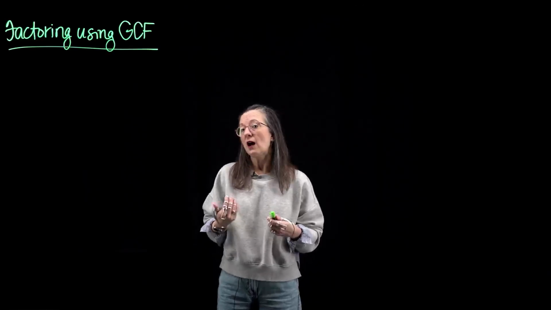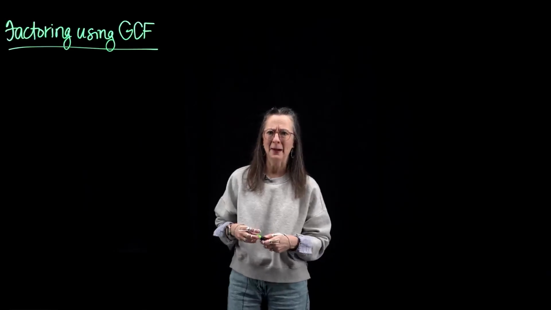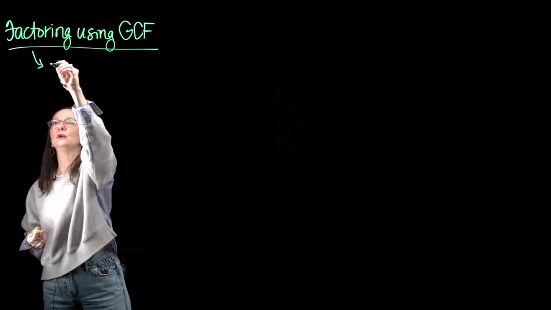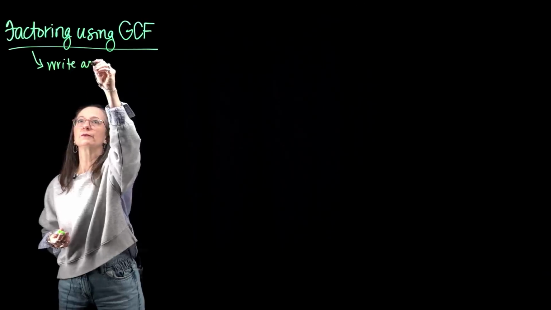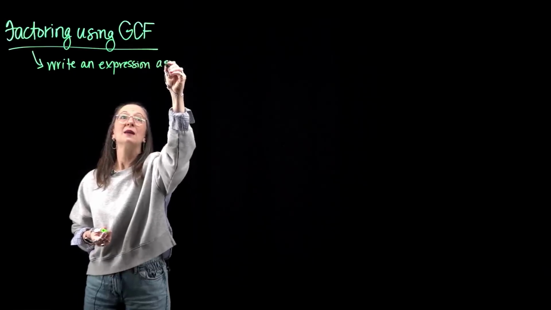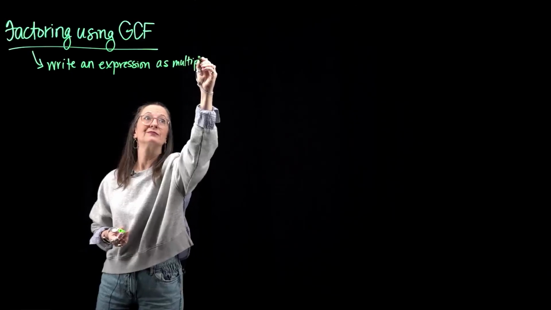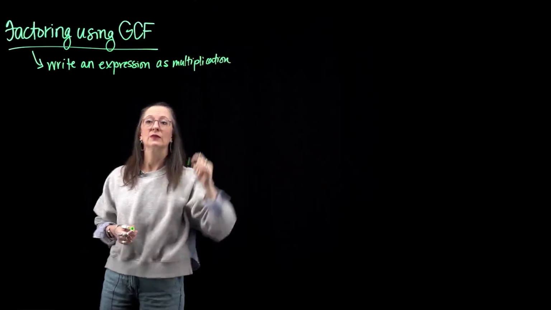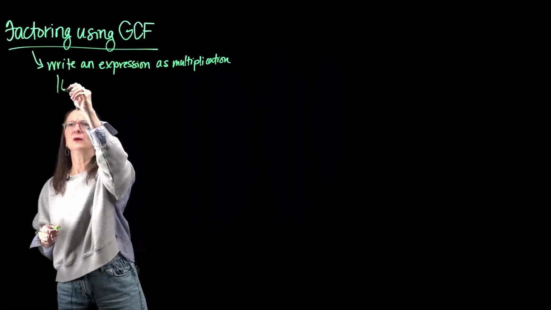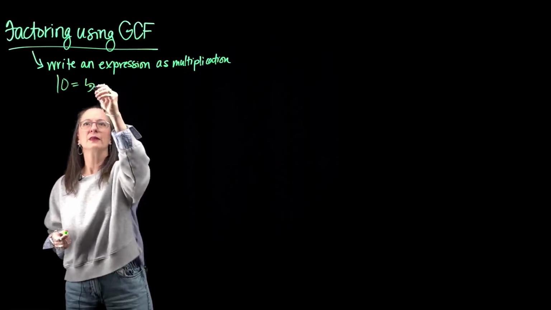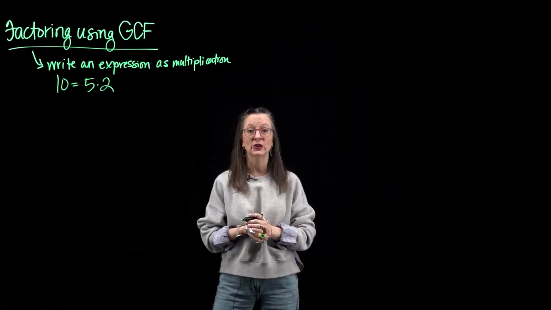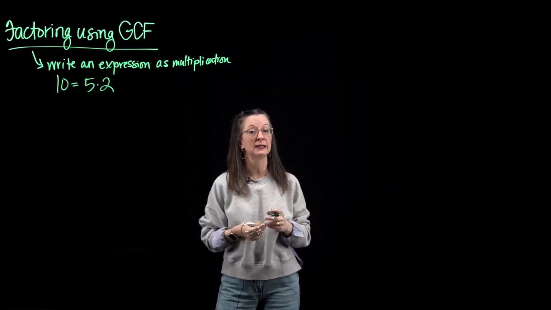So when we talk about factoring, let's talk about what that means. When we talk about factoring, that means that we want to write an expression as multiplication. Okay? If we were dealing with numbers and we talked about factoring, we would say 10 is maybe 5 times 2. We are writing something as multiplication, as its factors multiplied together.